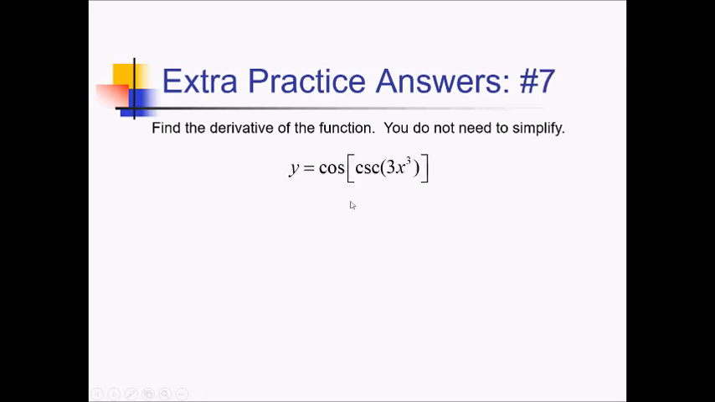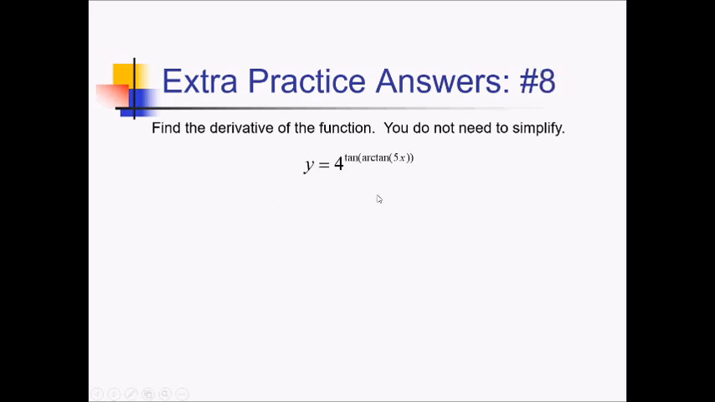My outermost function, I've got cosine of something. Derivative of that's going to be negative sine of something, negative sine of cosecant of 3x cubed. Next, we have to take the derivative of cosecant of 3x squared and multiply by that. This is another chain rule. This is a cosecant of something. That derivative is going to be negative cosecant of something, cotan of something, the something being this 3x cubed. And finally, we have to take the derivative of 3x cubed itself, which is going to be 9x squared.